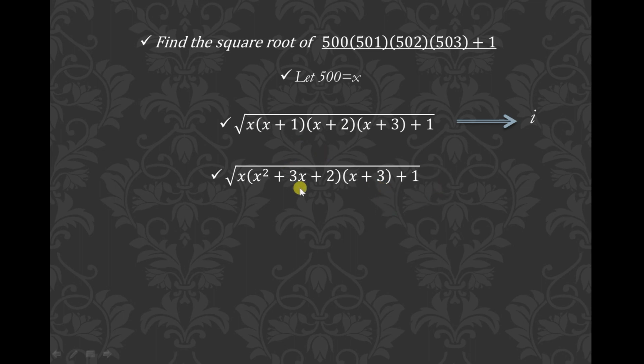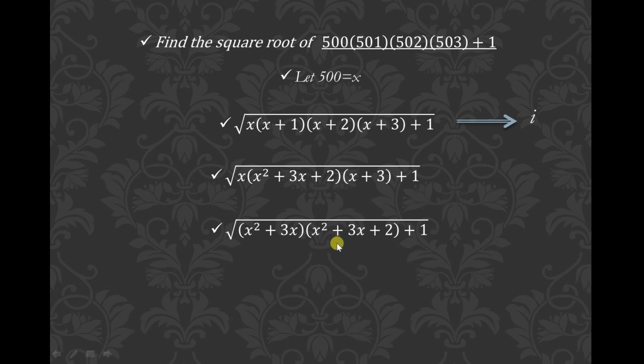Now in the second expression, what can we do? We can multiply this x with this x plus 3. So x into x will become x square, x into 3 will become 3x. So our new term will be something like this: x square plus 3x, x square plus 3x plus 2 plus 1.